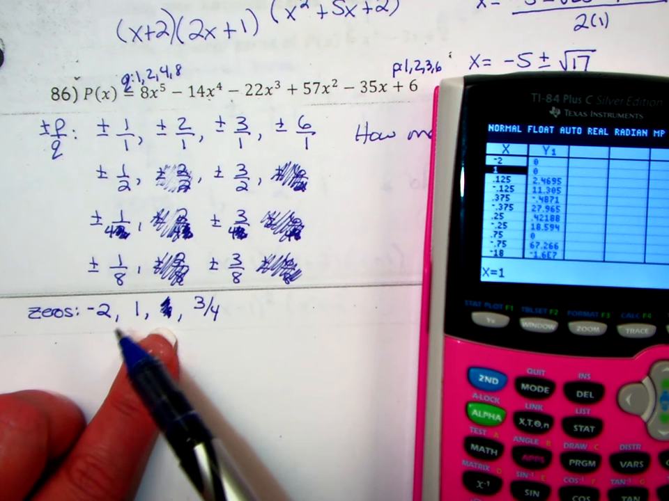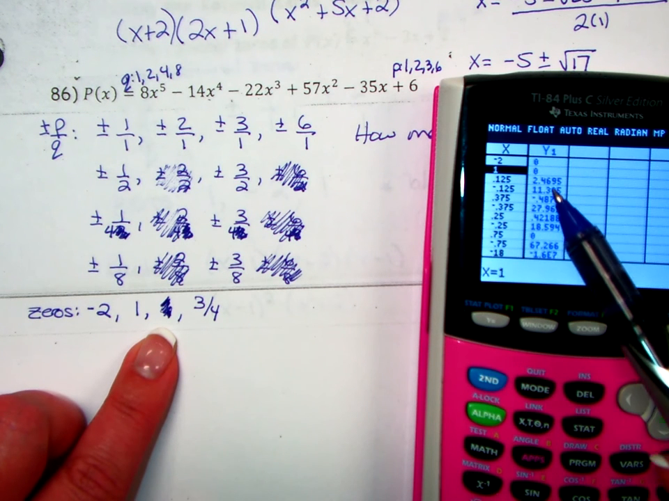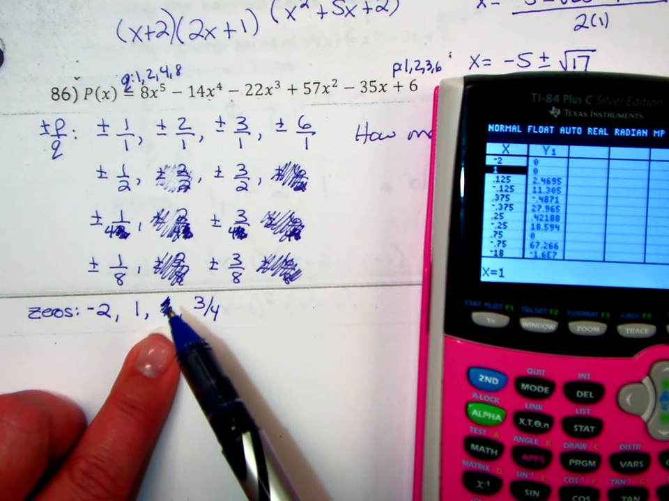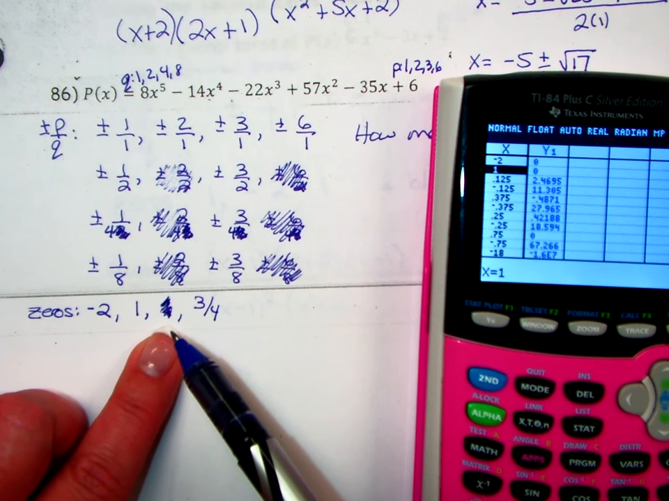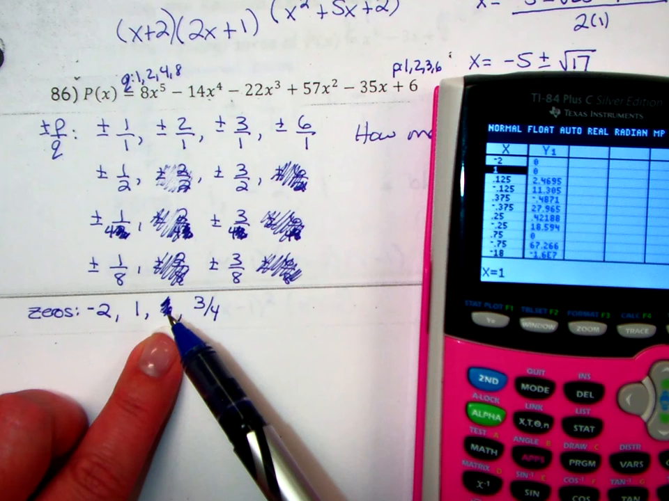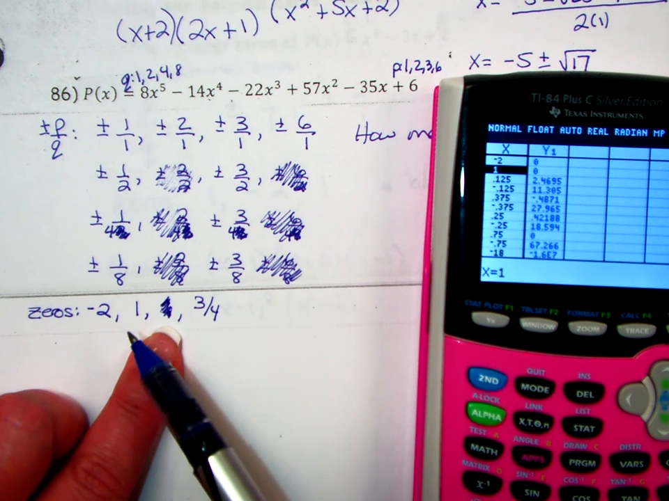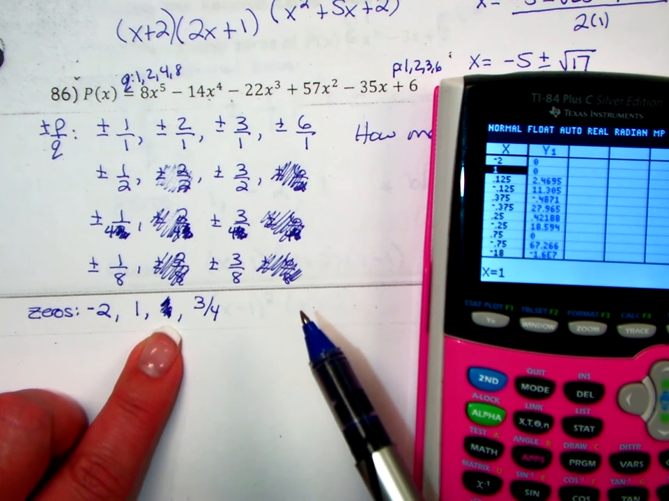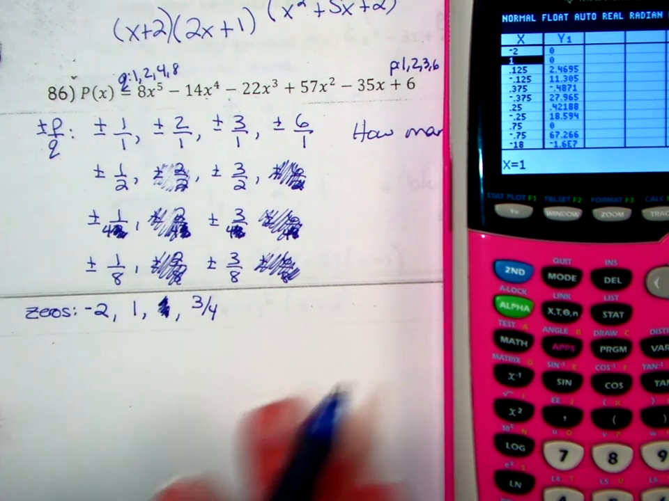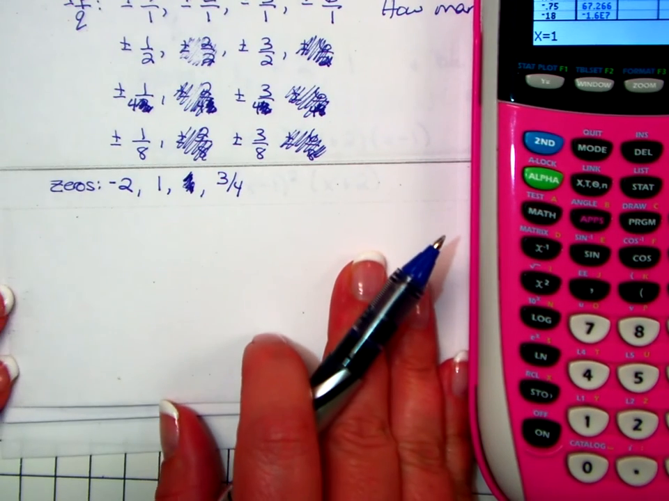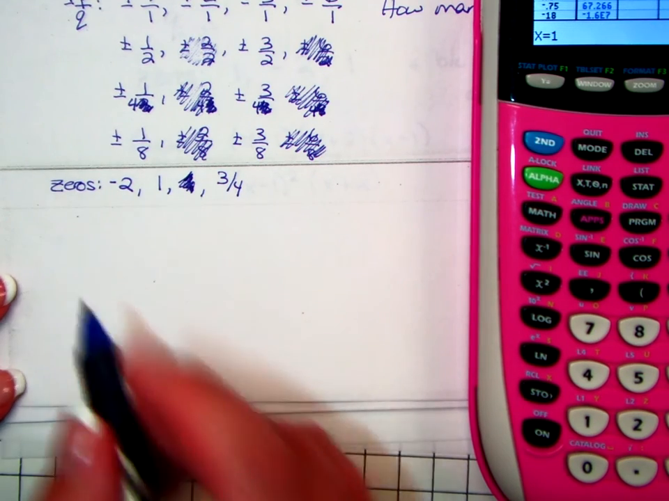There's 2 more left. So all 3 of these should give me 0 remainder because the calculator tells me it's giving me a 0 remainder. I wasn't sure whether 1 worked twice, just like I wasn't sure before, but now I know it's not going to work twice because I need only 5 zeros. So if I have these 3 zeros plus 2 from the quadratic, that's going to add up to my 5. So again, I am going to do synthetic division by these zeros in this order: -2, then 1, then 3/4.